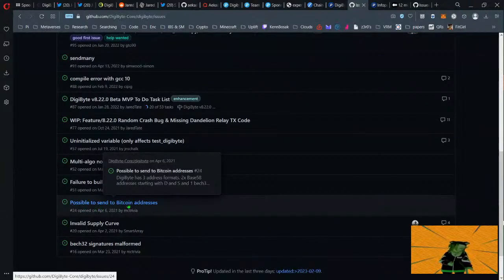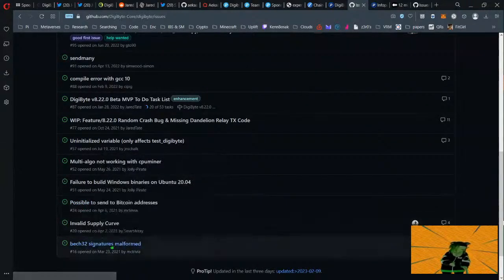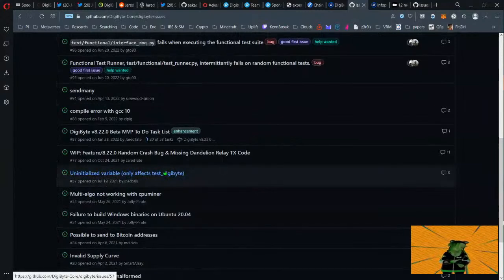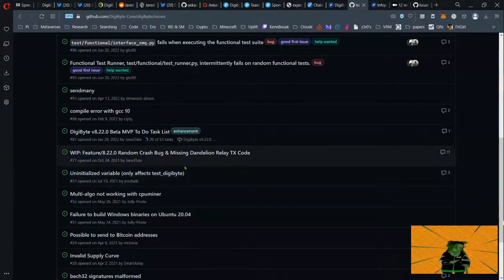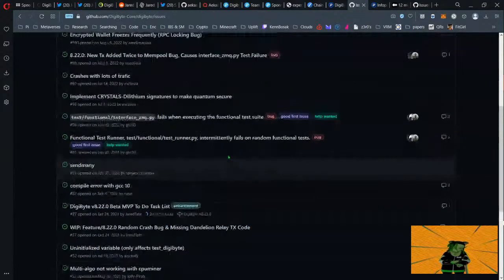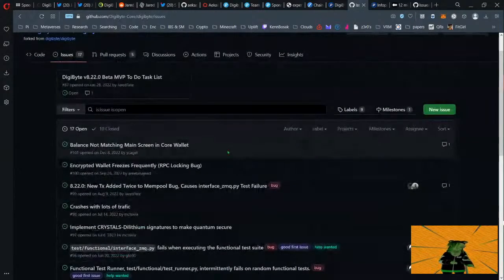Is it possible to send to a Bitcoin address? We can see multi-algo not working. The things that they're having issues with are kind of big, and that's kind of scary because a lot of it has to do with something that was old that no one noticed. And then when Dandelion came in, it set off an explosion, so to speak, of problems.